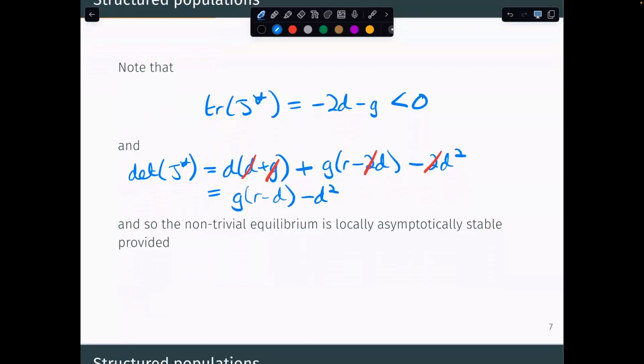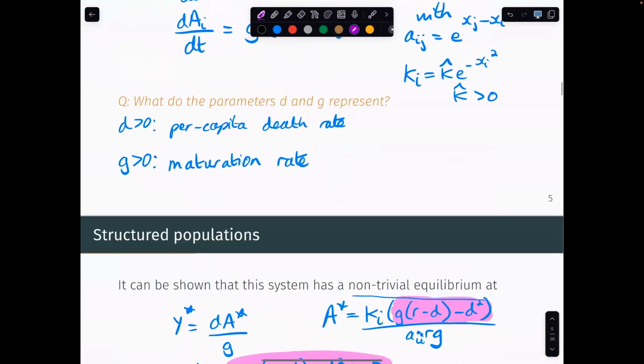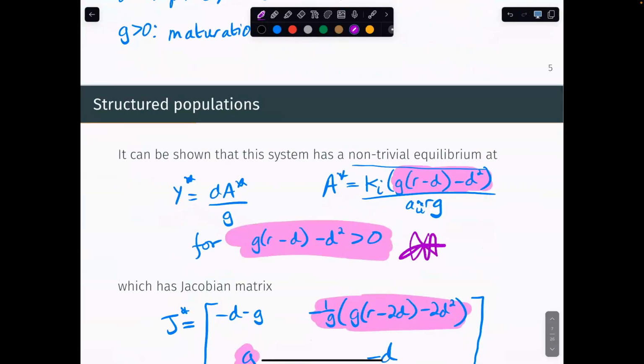So remember, for our Routh-Hurwitz criteria, for our matrix to have negative real parts for our eigenvalues, the trace has to be negative and the determinant has to be positive. So the non-trivial equilibrium is going to be locally asymptotically stable. It's going to have negative real parts to its eigenvalues if G times by R minus D is greater than D squared, which, if you'll note, this condition here is the same as this condition here.